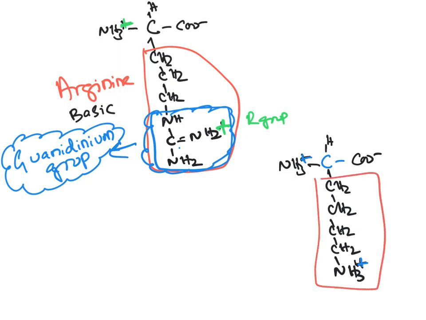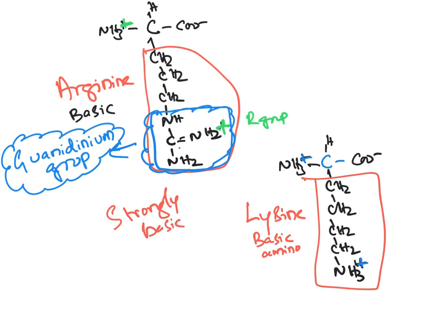Since the side chain or R group of lysine has an additional positive charge, that's why lysine is a basic amino acid. Note that both arginine and lysine are strongly basic amino acids. So they are always positive under physiological pH. Both lysine and arginine are strongly basic amino acids.